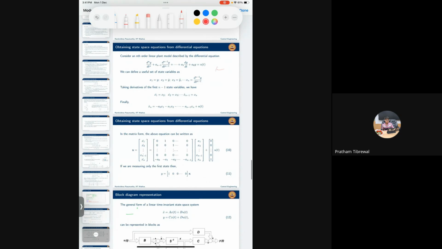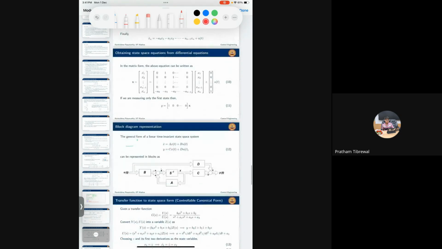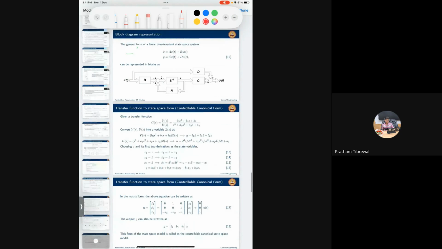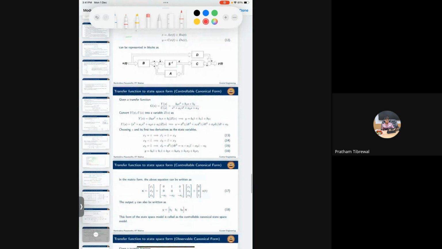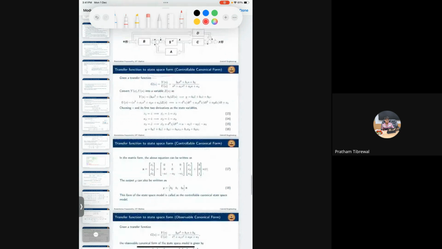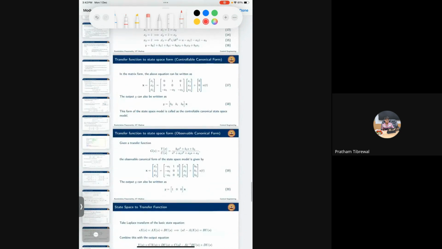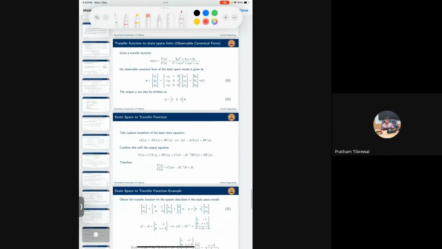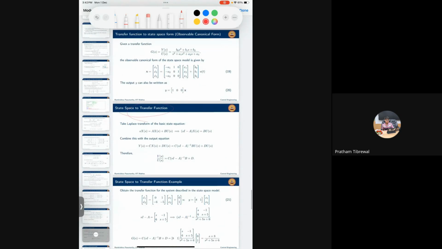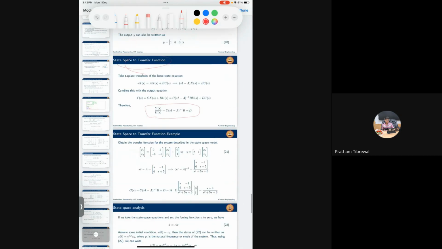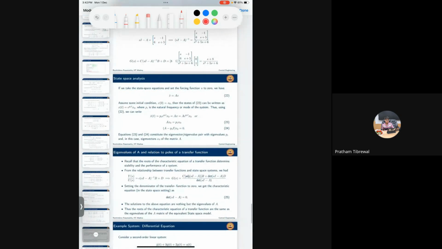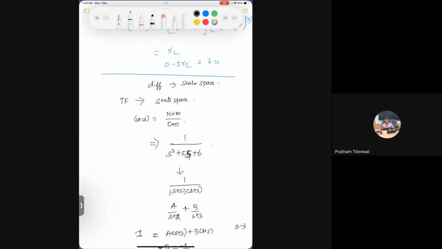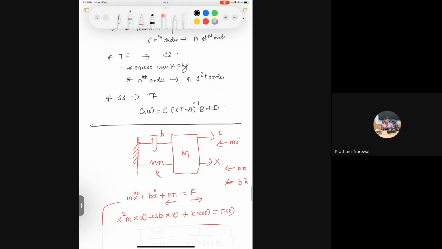So we saw nth order to n first order differential equations. Transfer function to state space we have seen. State space to transfer function was done using this formula. Eigenvalues we have to see, right? We will see what eigenvalues are and how they are related to your system.